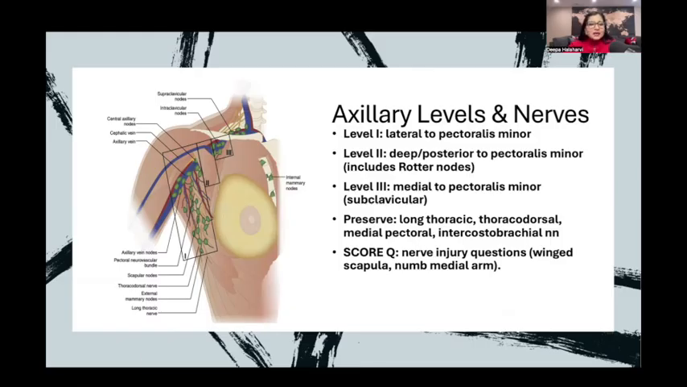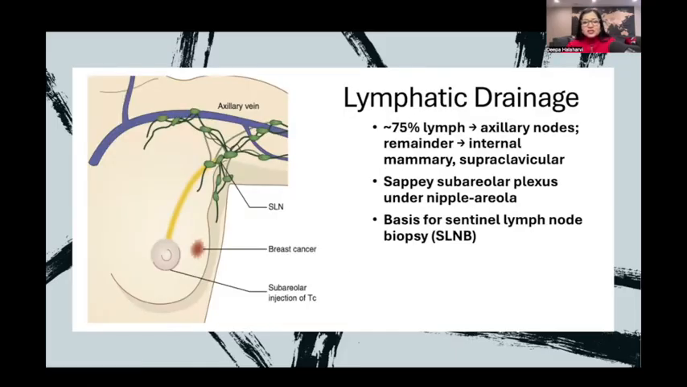Axillary levels and nerves. Lateral to the pec minor is considered level 1. Behind the pec minor is level 2, which is also called Rotter's nodes. And medial to the pec minor is called level 3, and that's the subclavicular nodes. This is important during axillary lymph node dissection. You want to make sure you're preserving the long thoracic nerve, thoracodorsal, medial pectoral, and intercostobrachial nerves if possible. The question that you get asked on ABSITE and on SCORE is what happens if there's injury to the long thoracic nerve, and that's winged scapula. If there's injury to the intercostobrachial cutaneous nerve, you can have numbness on the medial side of the arm.